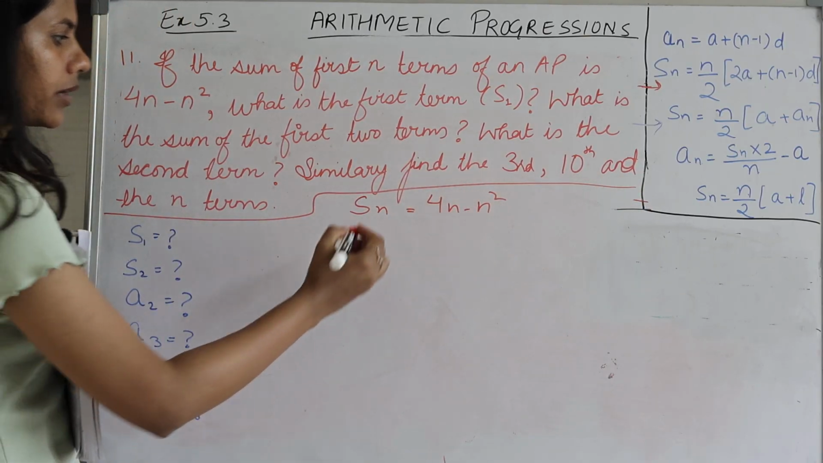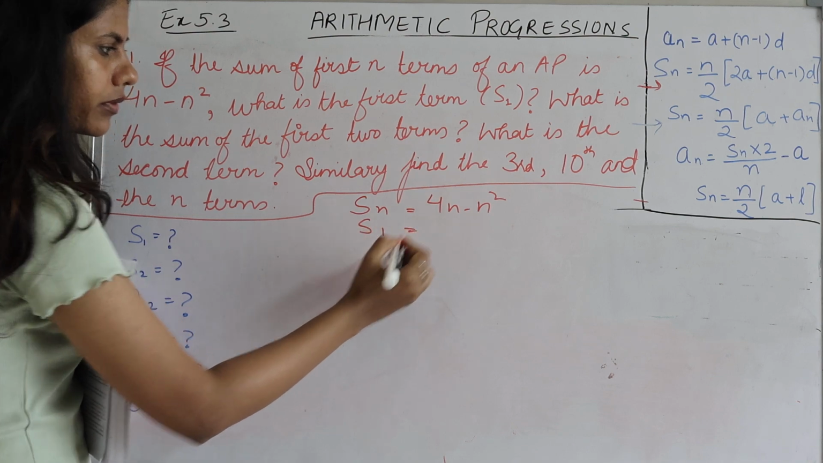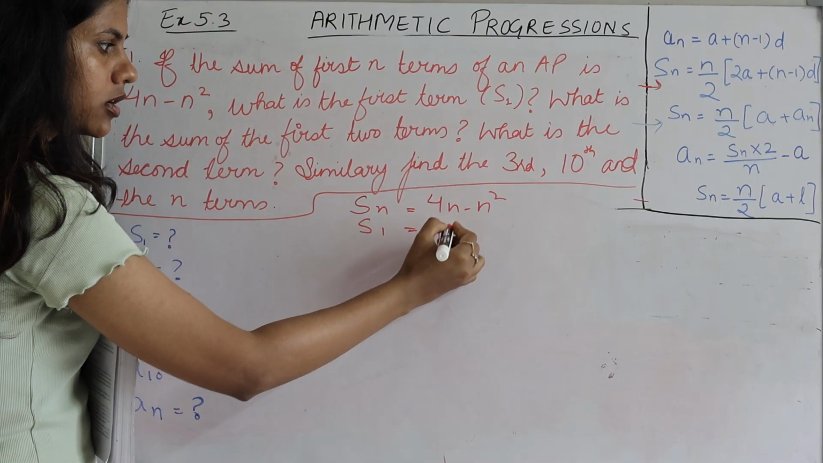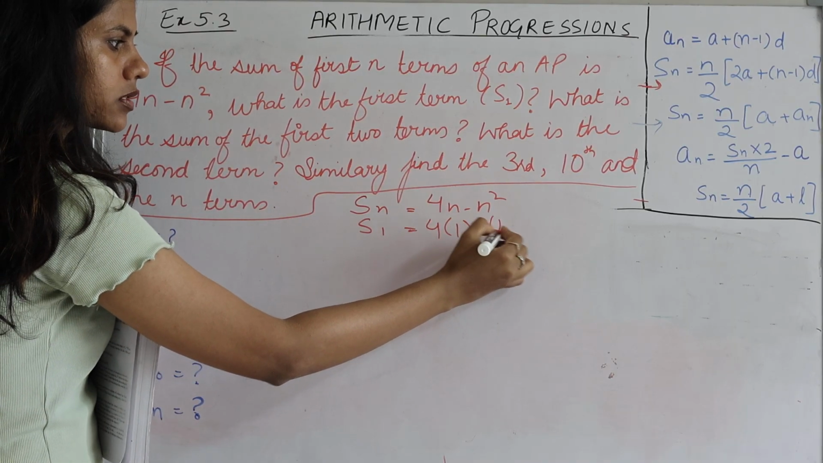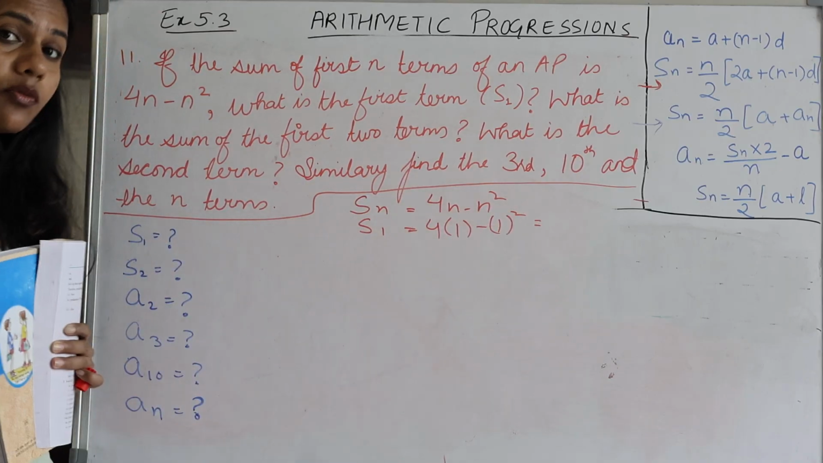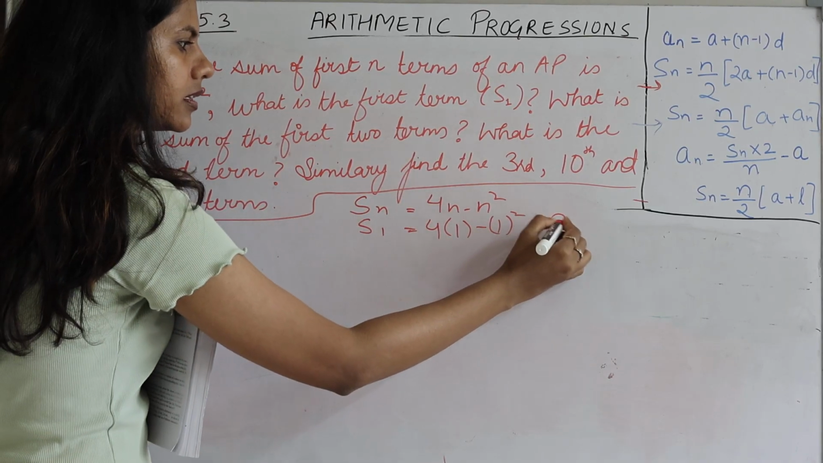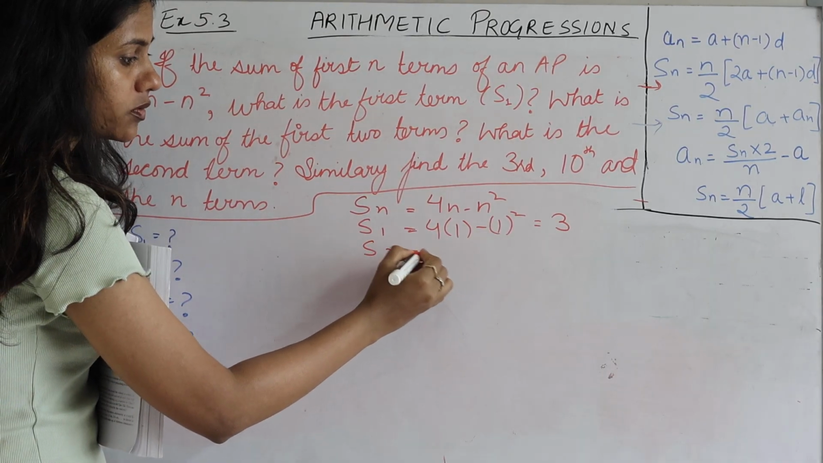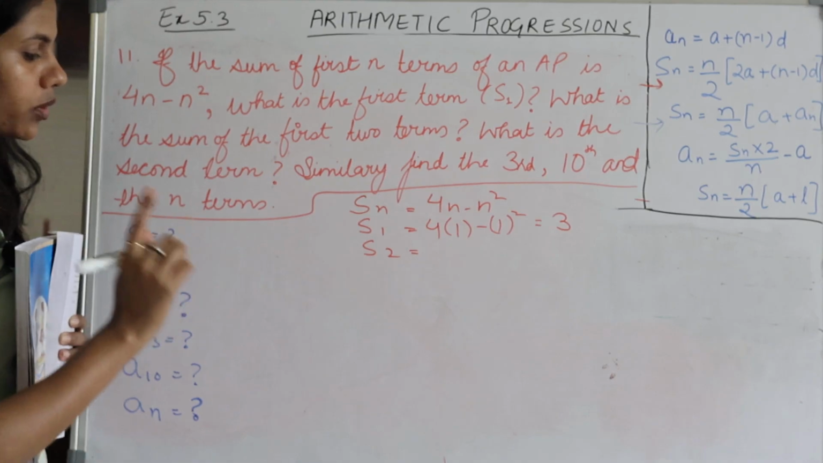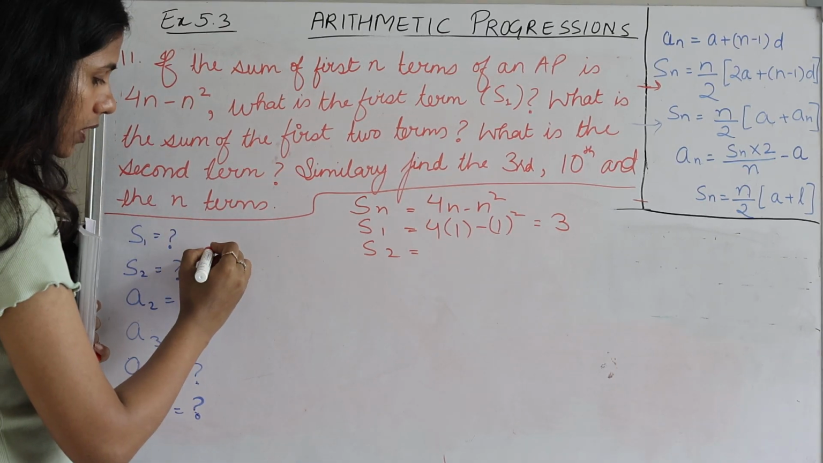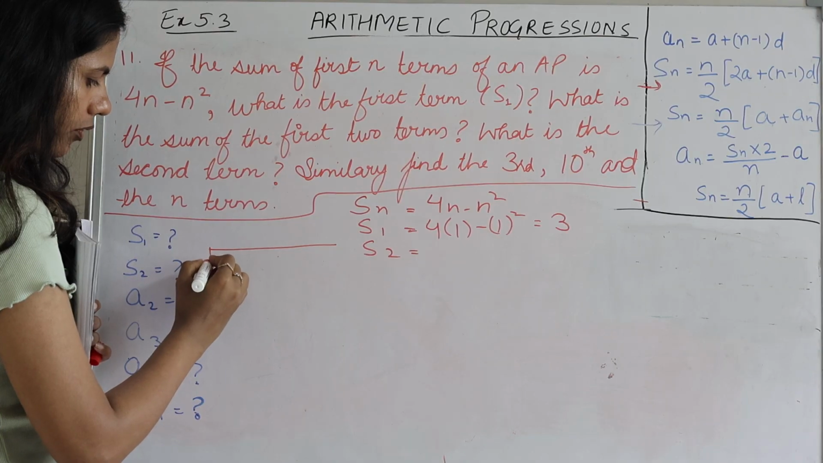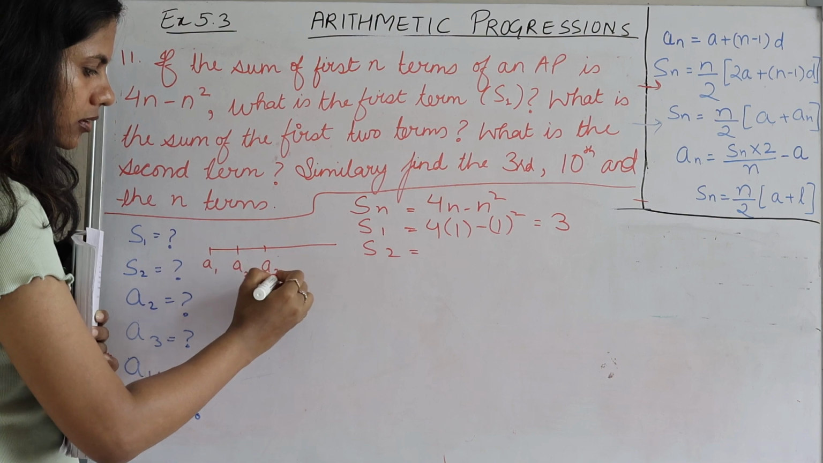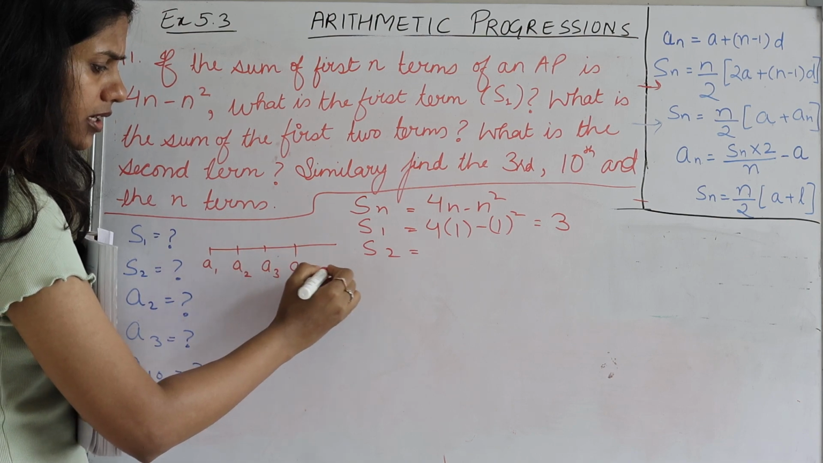Alright, so when we have to find S1, what we will do? We will just place the value of n in this equation. So 4 into 1 minus 1 square. What it will be? 4 minus 1, which is 3. Now we have to find out S2. Let me remind you, this is A1, this is A2, this is A3, this is A4 and so on.